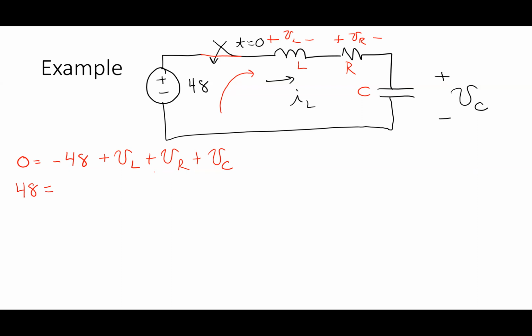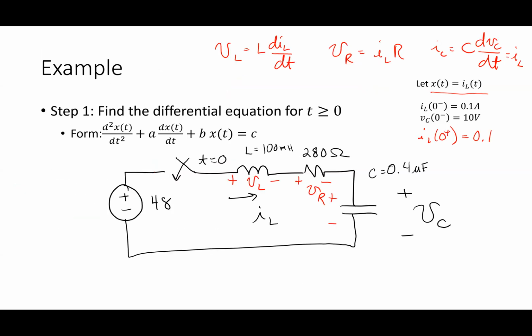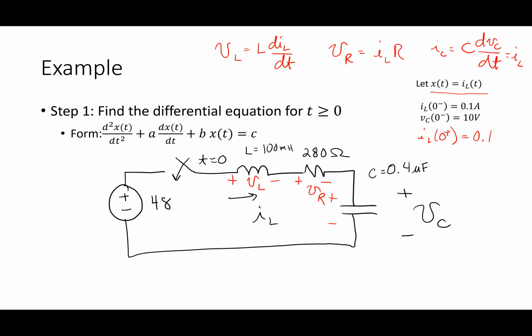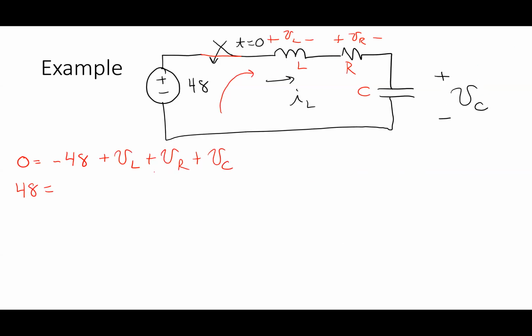Let's keep our eyes on the prize here. What am I trying to do? I'm trying to get a differential equation for IL. Does IL appear there anywhere? No. But how can I make it appear? How does VL relate to IL? VL is L di/dt, so I'm going to say this is L dIL/dt. That's putting in VL. How do I put in VR? IL times R.